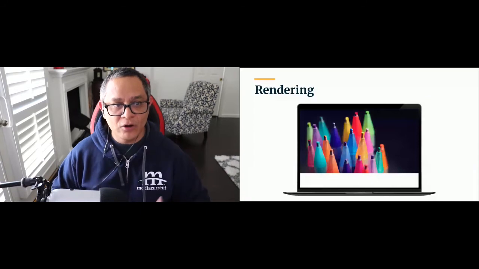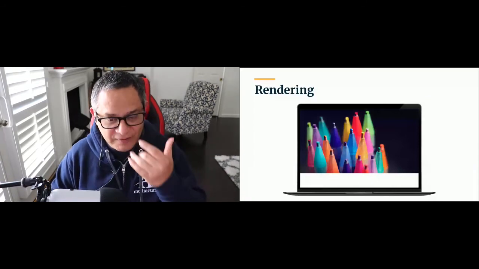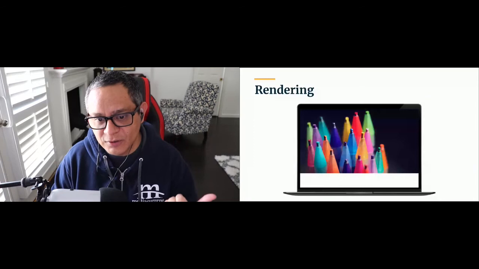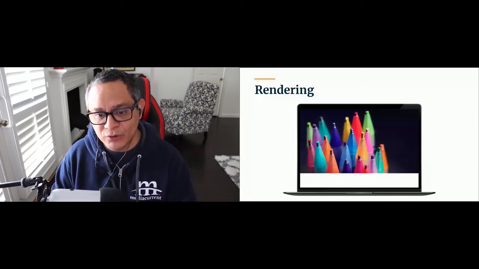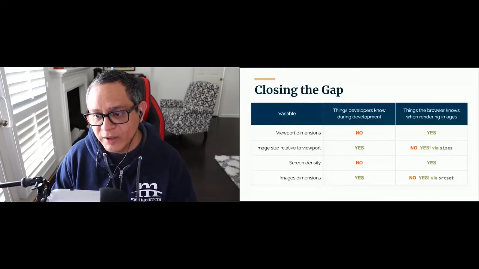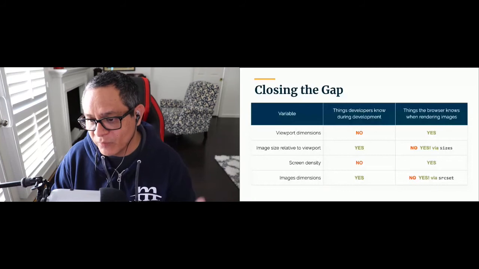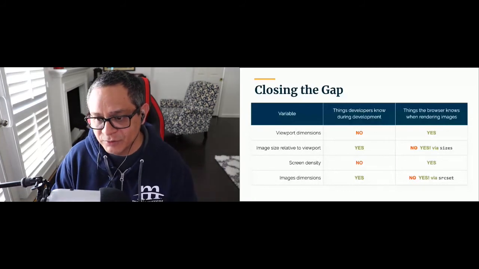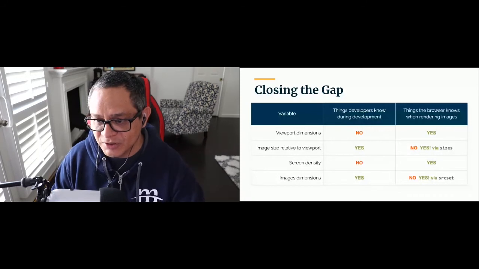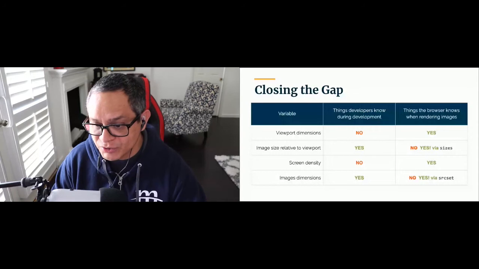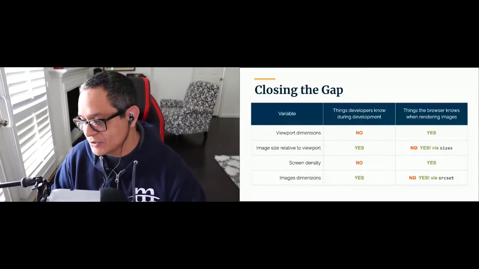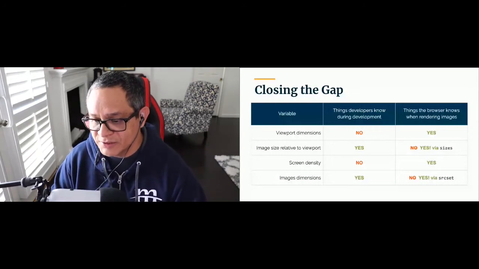So now going back to our chart, if we look at the image size relative to the viewport, now we've solved that, because now we can tell the browser what that is, since we are providing that as part of the sizes attribute, right? We're telling the browser how big this image needs to be rendered. And the last item, the image dimensions, now the browser knows that, because when we're providing these images, we're telling the browser, hey, this is how big these images are.